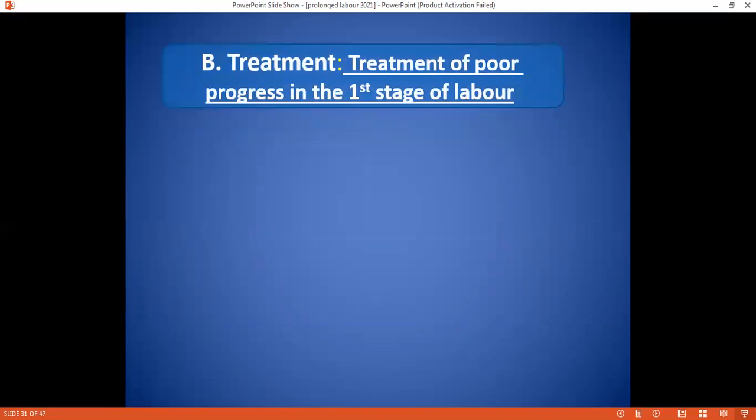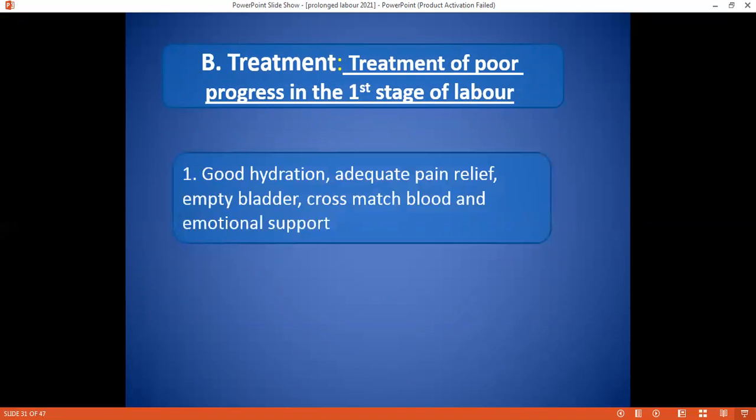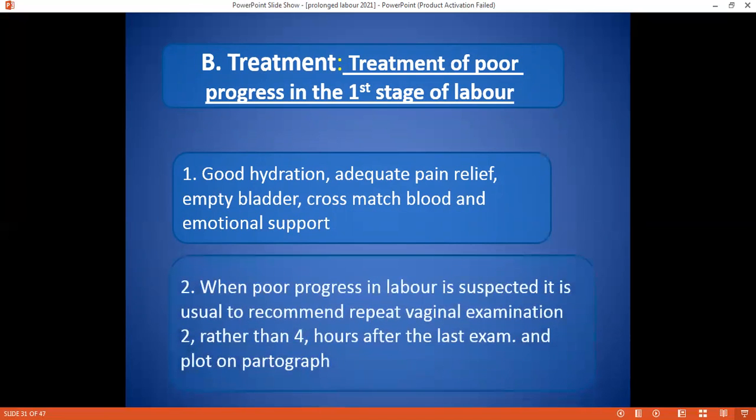Treatment. The treatment of poor progress in the first stage of labor: first of all, good hydration, put up an IV fluid, adequate pain relief, empty the bladder because a full bladder may prevent the engagement of the presenting part, cross-match blood, and emotional support is very important.